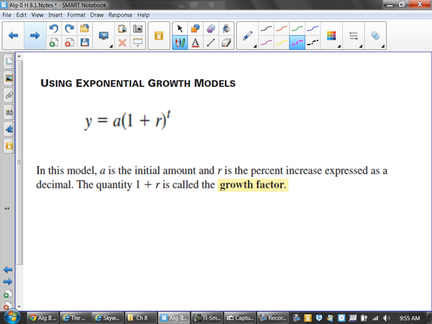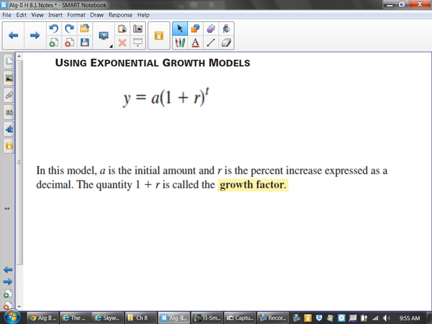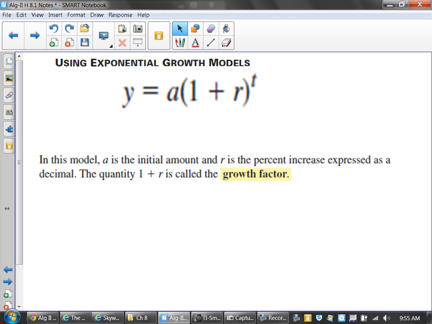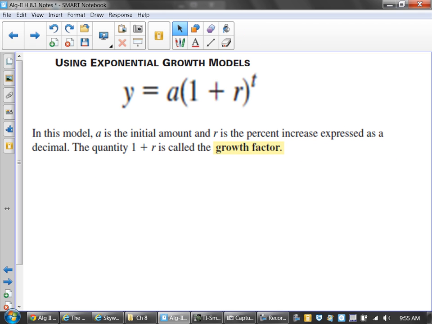So let's look at this stuff now as far as growth models, growth factors, and how you can use this in a problem that makes more sense. It's in your math book. In your math book, exactly.